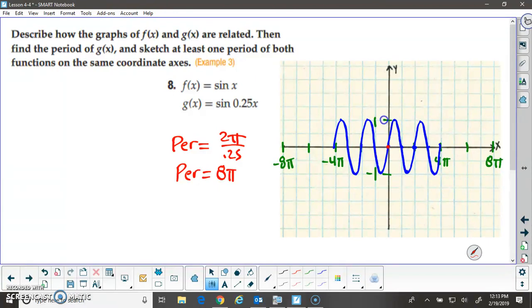I have to draw one cycle between 0 and 8 pi. So, plot these 5 points. Here is a sine wave that shows a period of 8 pi. And there are 2 sine functions.